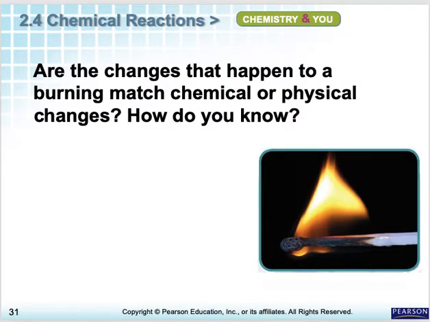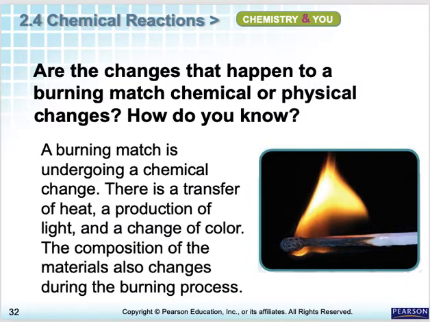So, for burning a match, would that be physical or chemical, and how would you know? It is undergoing a chemical change because we're transferring heat, we're producing light, and we're producing a different material at the end. The end of that match is a different composition than the part on the very right.